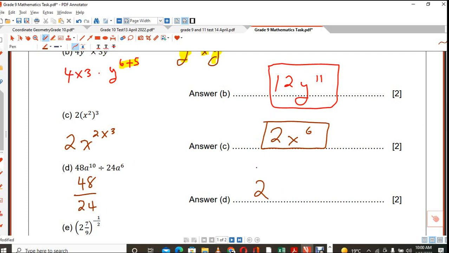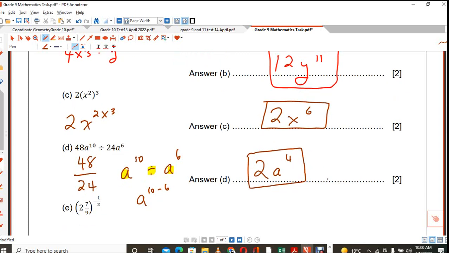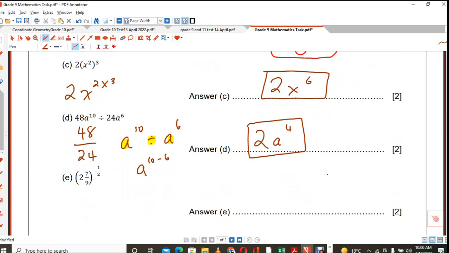And when you are dividing and the bases are the same, like for example, a raised to the power of 10 divided by a raised to the power of 6, what do you do with the indices? You subtract the indices, so this should be a raised to the power of 4. And that 4 should be a power. Please, it should look like a power, not like a funny thing. Are you with me? Okay.